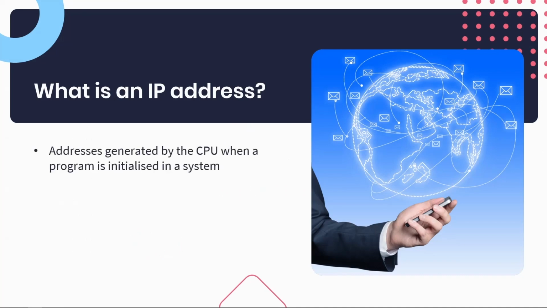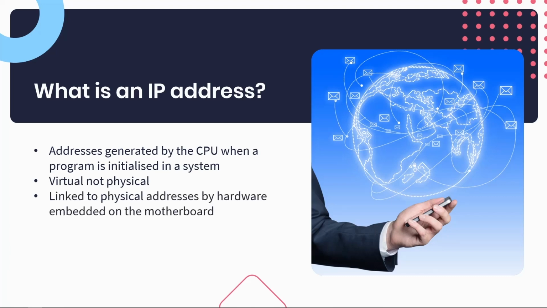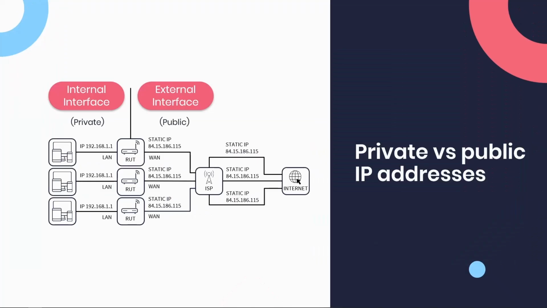The addresses generated by the CPU when a program is initialized in a system are referred to as logical addresses. They are not physical, but are created for management purposes. That's why they're also often referred to as virtual addresses. These logical addresses are linked to physical addresses by hardware embedded on the motherboard, which is also known as the Memory Management Unit. Now, in this section, we will cover several important aspects of logical addressing in a network.